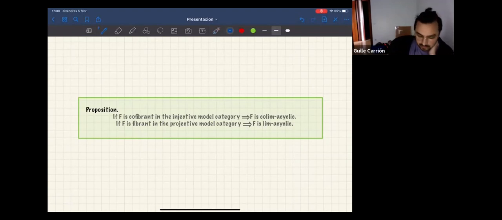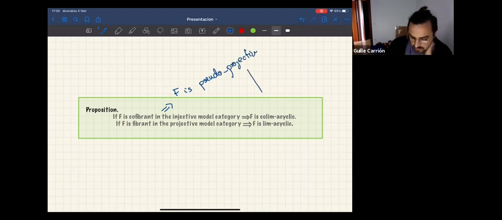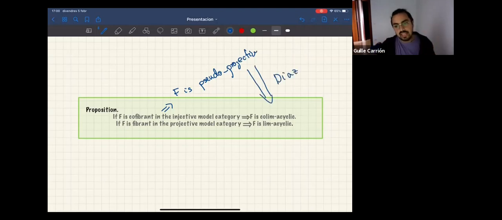If F is cofibrant, by the previous theorem we know that F is pseudo-projective, and by Diaz we know that it is lemma-cyclic, co-lemma-cyclic, sorry. But we can prove this directly, and also the dual proposition, because if F is fibrant in the projective model category, F is lemma-cyclic. And to prove this, this proposition is a corollary of the following.